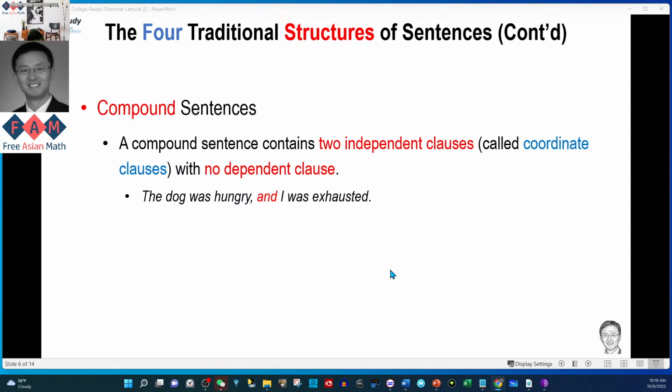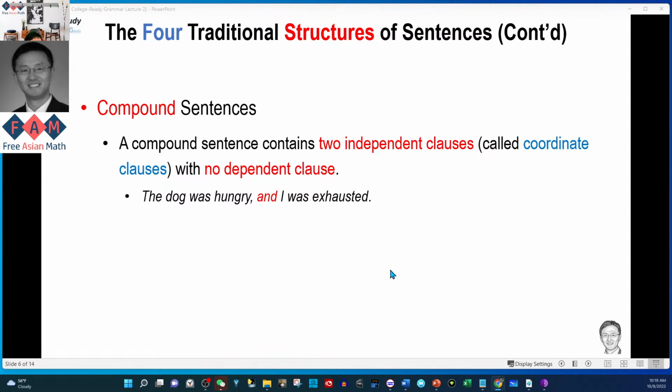It's very important to understand the two parts are logically equal to each other. No one is less or more important than the other, so we connect them with this particular structure, a comma plus a conjunction. There are other ways to connect the two independent clauses into a compound sentence.